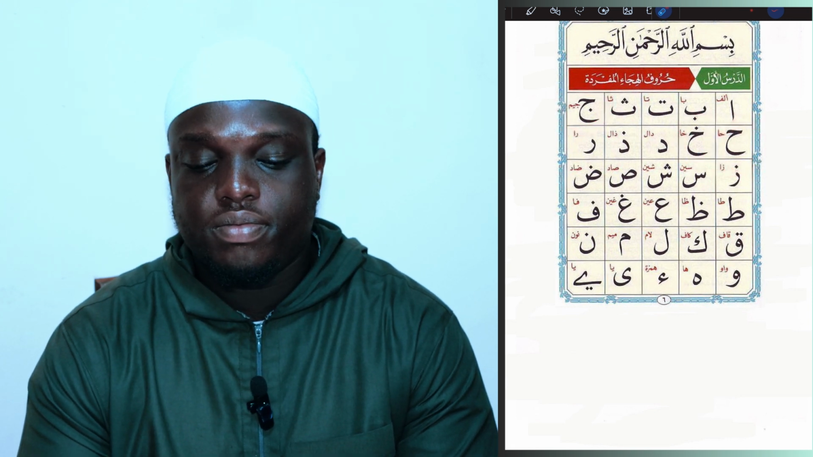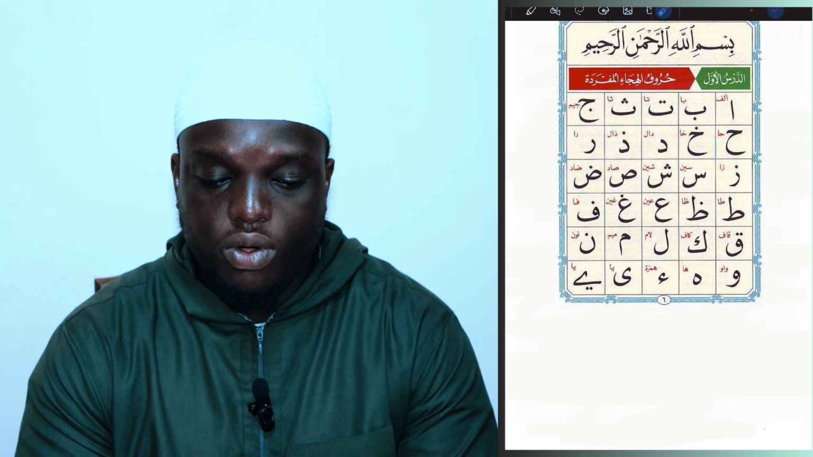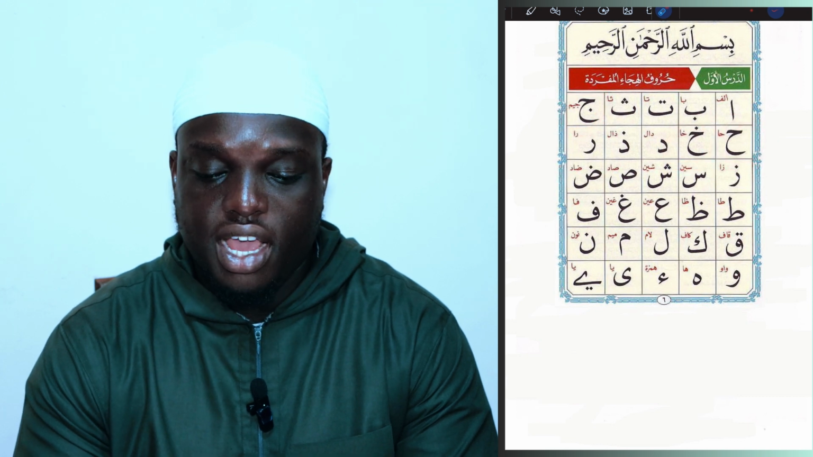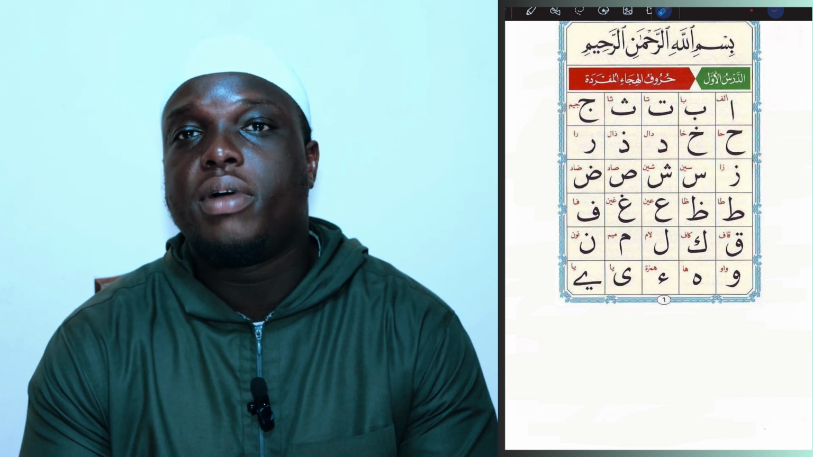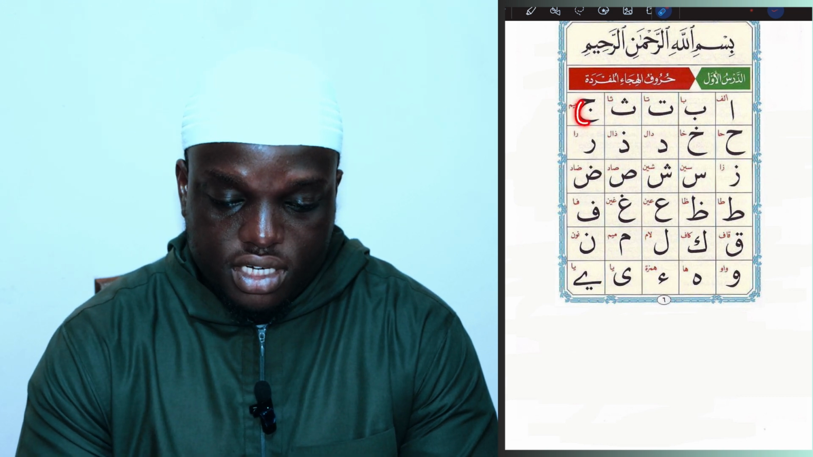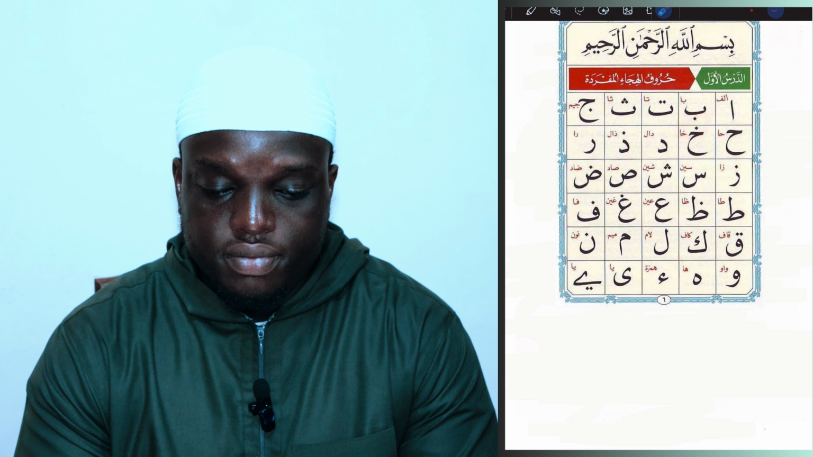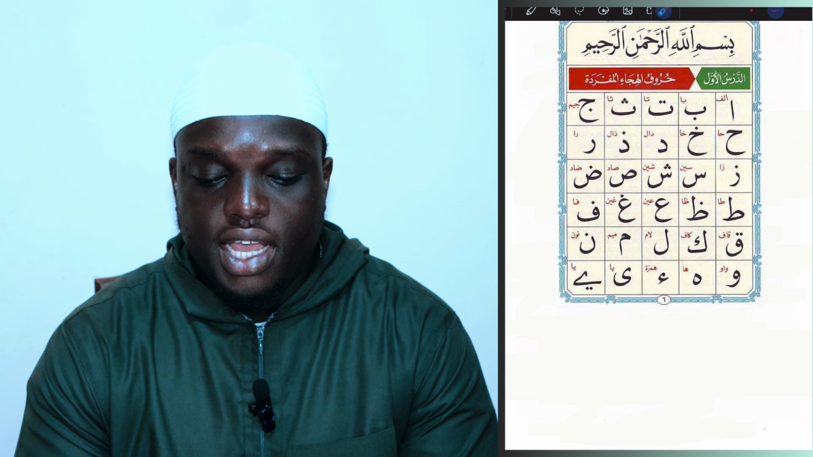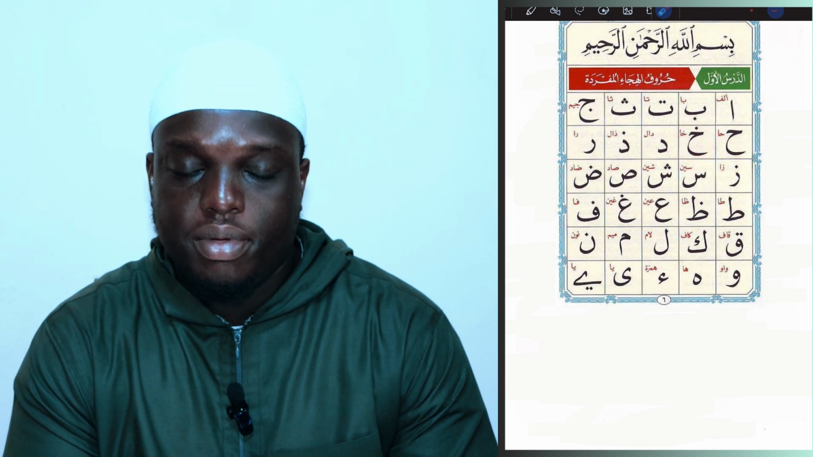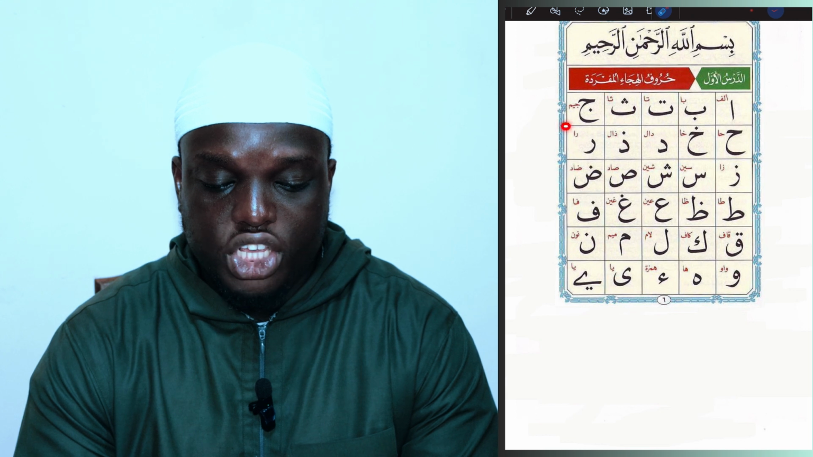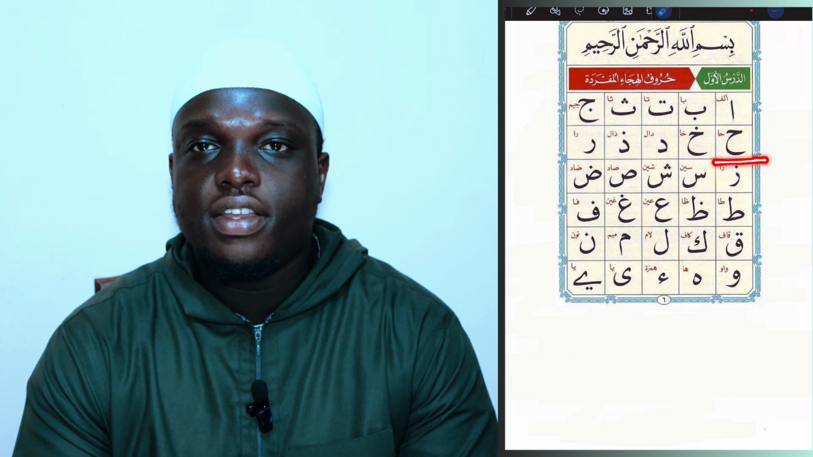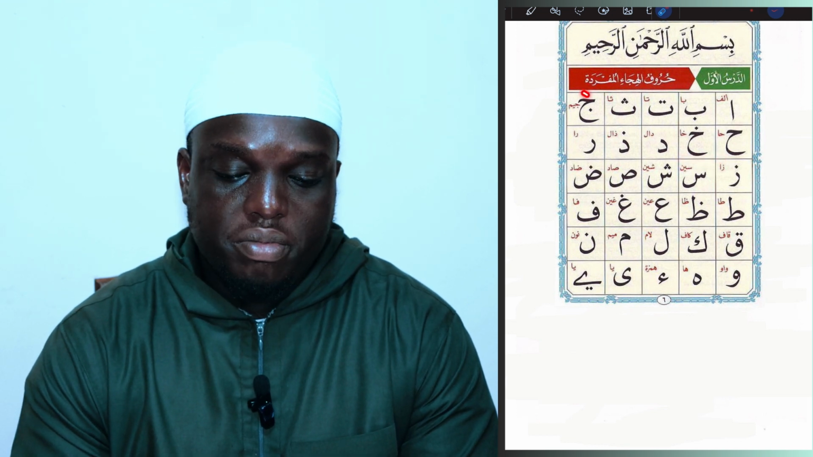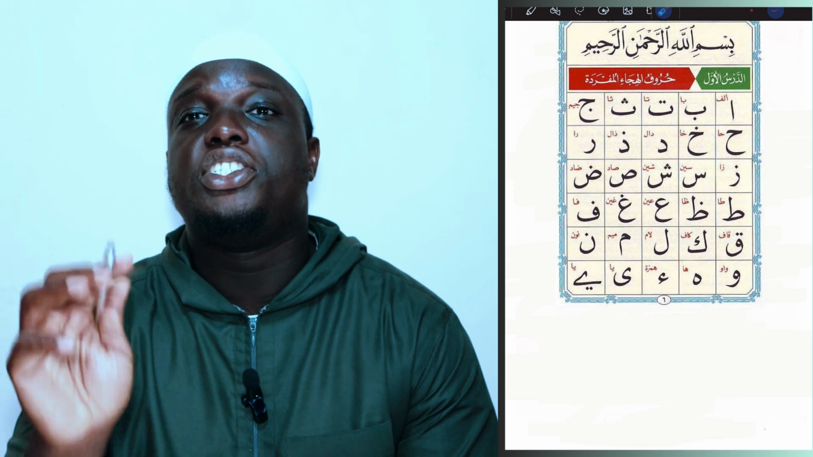What do they have in common? Similar shape. All three of these letters have the same shape, and they differ by their dots placements. So Jim has a dot below, Ha has no dot, and Kha has a dot on top. So again, we have Jim, Ha, and Kha. Jim, easily pronounced, Jim.